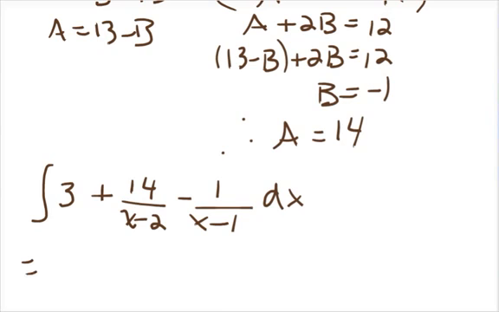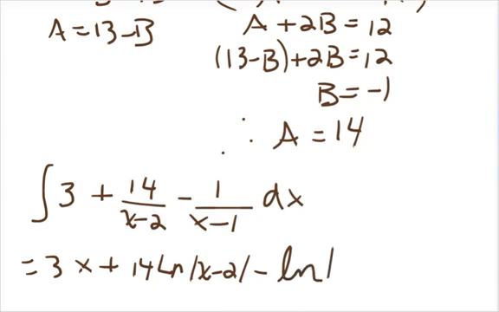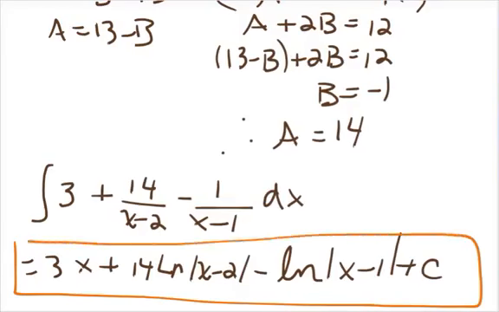And taking the integral of that, I get 3x plus 14 ln of the absolute value of x minus 2, and then minus ln of x minus 1, plus a constant. And that's your answer. So that's the technique. Basically, for improper rational functions, you have to use long division. It's going to yield two parts, a simple polynomial that we'll be able to integrate, and then a proper rational function that we'll use partial fractions on.